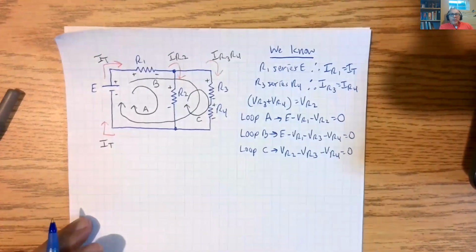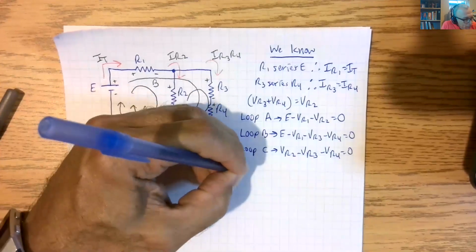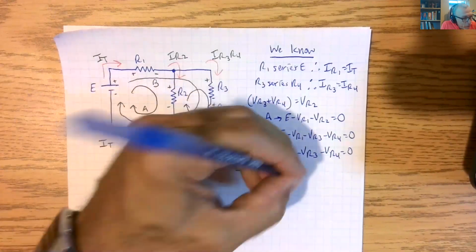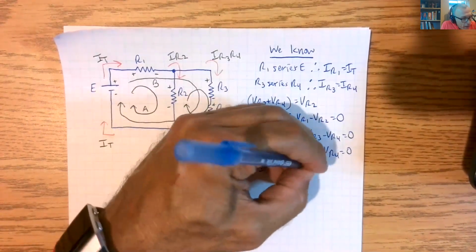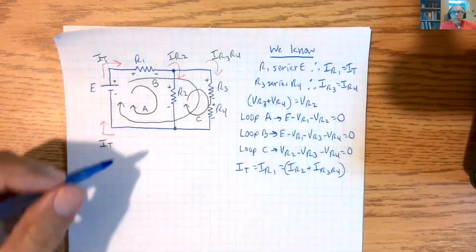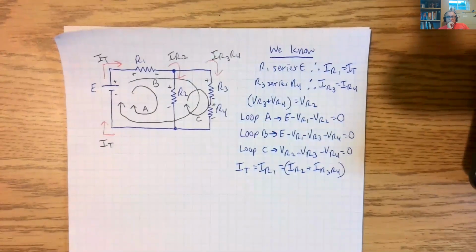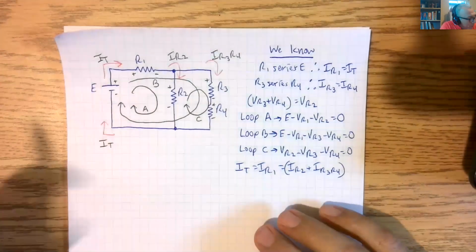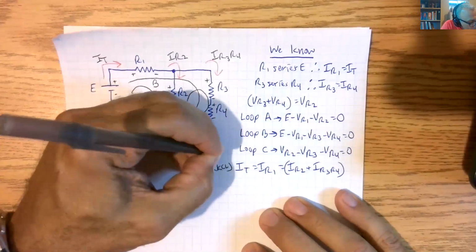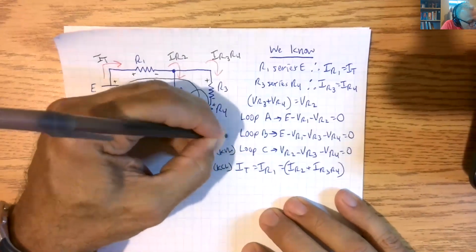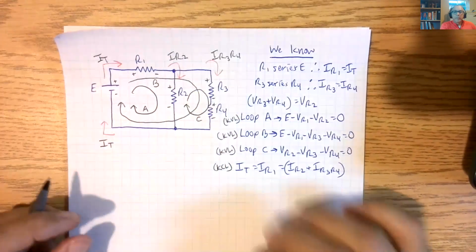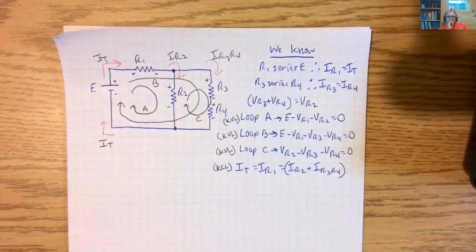And we're also going to say that IT is equal to IR1, because they're in series, and is equal to I of R2 plus I of R3, R4. Right? And that is Kirchhoff's current law. Okay? So if we just want to make those notes there, this is Kirchhoff's current law, Kirchhoff's voltage law, Kirchhoff's voltage law, and Kirchhoff's voltage law. Okay? So we put all those through there.